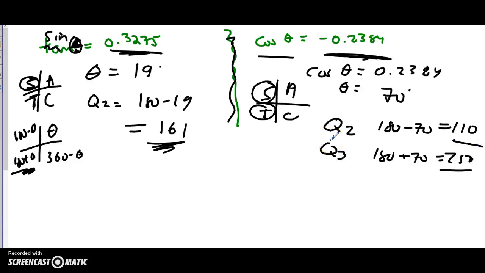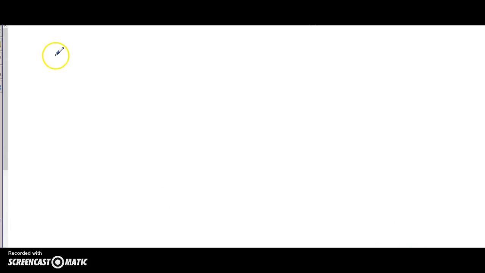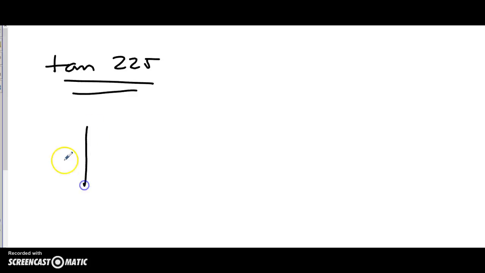The other type of question that I could have is one where I have exact answers. So I have something like, a little bit different here, what is the value of tan of 225? This is a little bit different, but let's figure out where we are here. 225 is in quadrant 3, so I'm going to end up in the third quadrant.